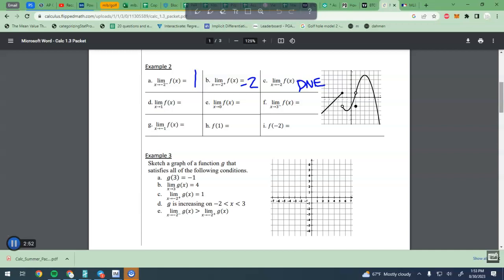Alright. So as X approaches 1, you check both sides. I'm going to check from the left, check from the right. They would come together. They look like they're heading toward a Y value of 1. As X approaches 0, go from both sides. And there's no circle there, but there's still a Y value there, right? That Y value is -2. X approaches 3 from the left-hand side, it's going towards the Y value of 5.